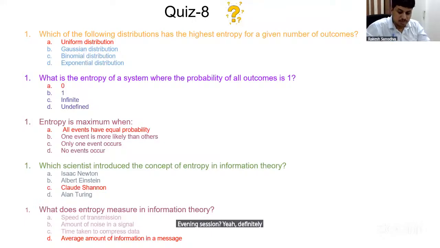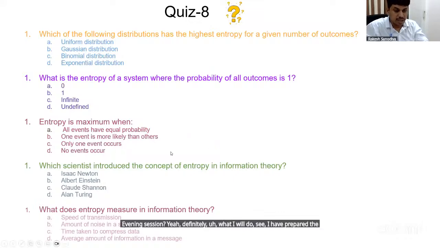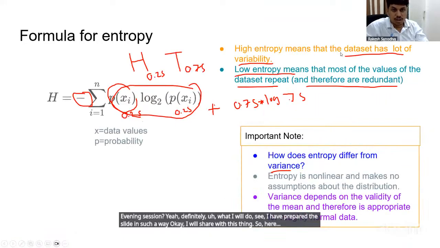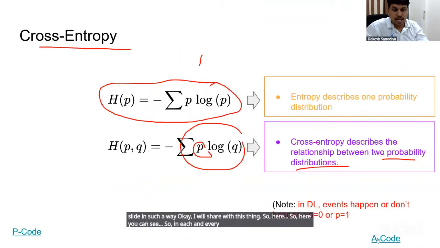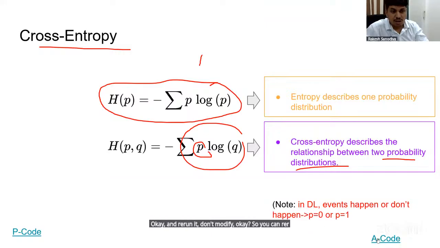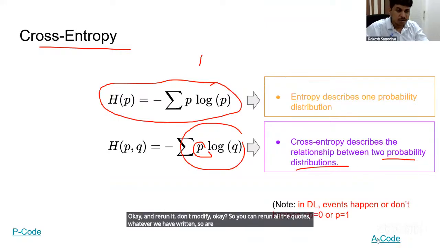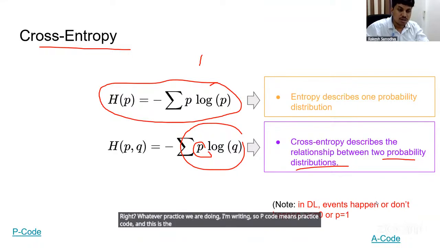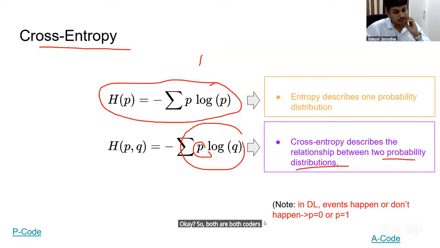I have prepared the slides in such a way that in each and every case the code is already written. You can download this particular code and rerun it, don't modify. You can rerun all the code we have written. If you would like to practice, whatever practice we are doing, I am writing. So P code means practice code, and this is the actual code. Both codes are there. I will share the PPT with you, so please rerun and revise all the concepts. Those concepts are very helpful when you are going to develop models.